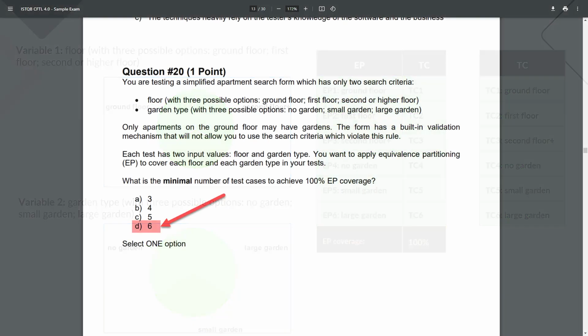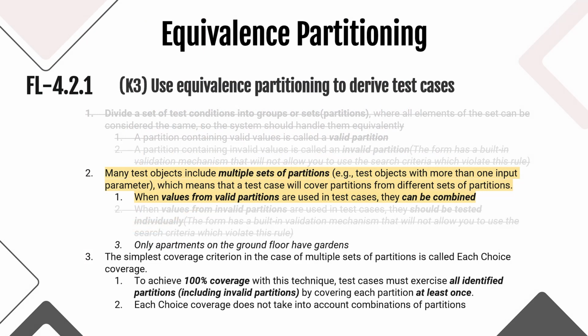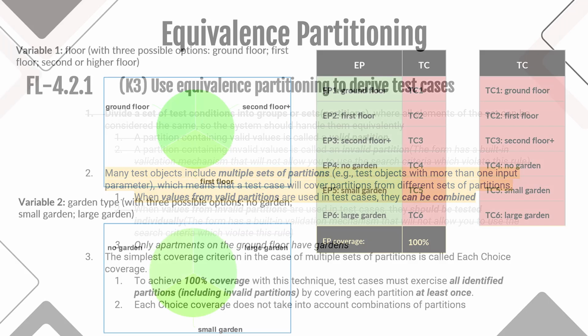As you can see, there is even an answer option where there are 6 tests. This is a distractor. In the K3 level questions, the distractors are different from K1 and K2 levels. Mostly, these are incorrect answers aimed at those who do not understand how to apply the test technique. The answer with 6 tests is incorrect because of the second step of applying the equivalence partitioning test technique. When we have multiple sets of partitions, the values from valid partitions are used in test cases. They can be combined.